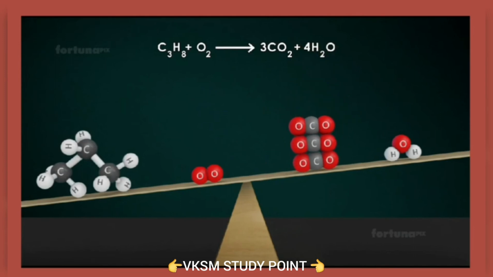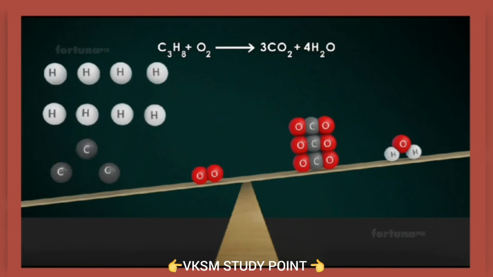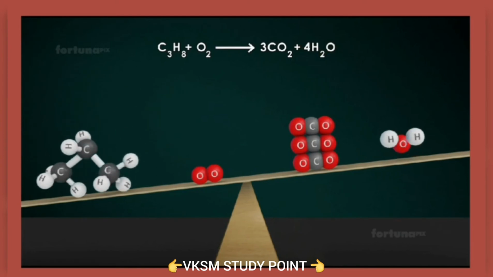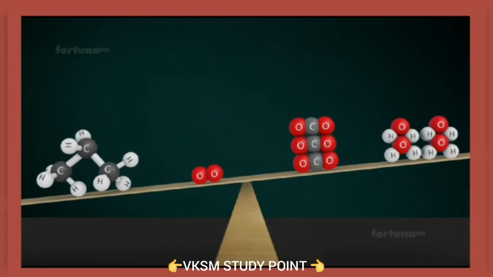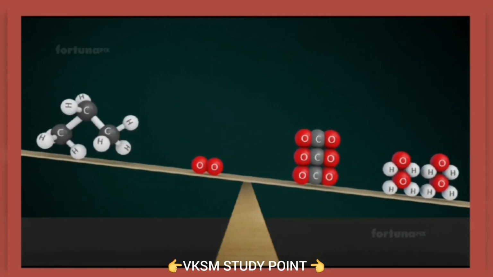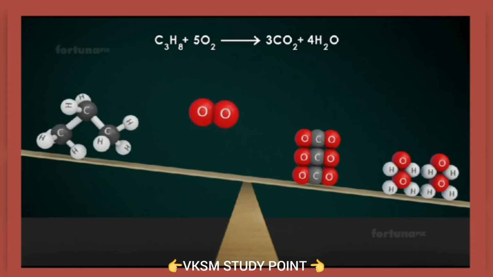the product. There are 8 hydrogen atoms in propane, but only 2 in water. For that reason, we'll put a coefficient of 4 in front of the water on the right. That leaves us with 2 oxygen atoms on the left.